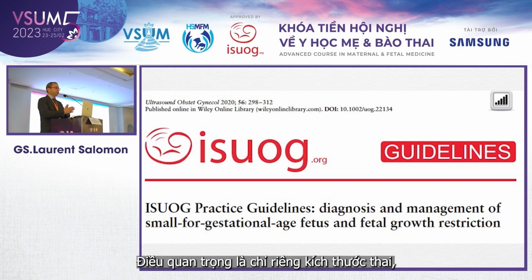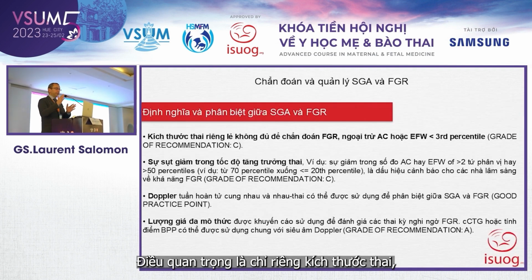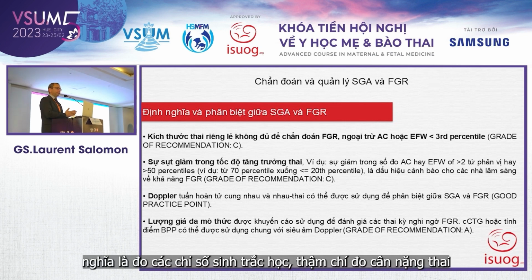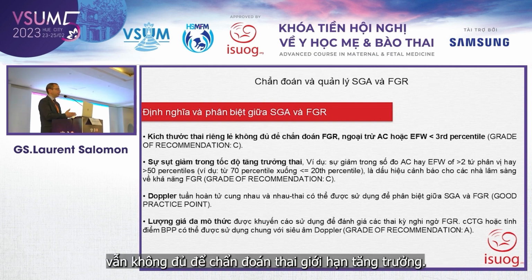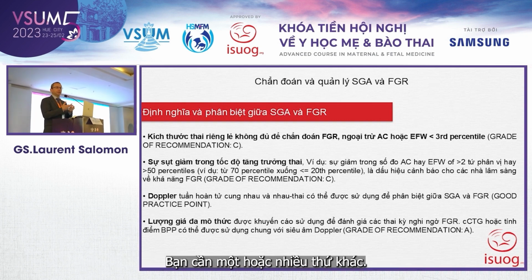So what is important is that fetal size alone, which is measuring the fetus, measuring the head circumference, measuring the abdominal circumference, measuring the femur length, or even computing the estimated fetal weight, is not enough to screen for fetal growth restriction. You need something else. You need more things. You need a combination of things.